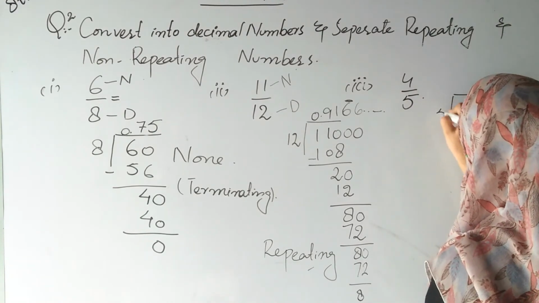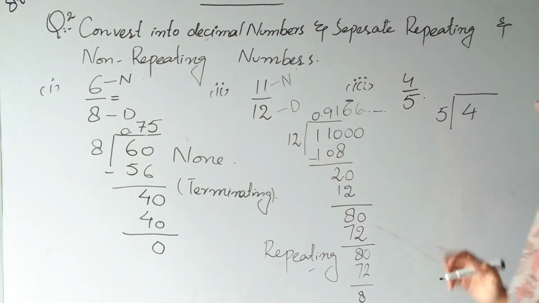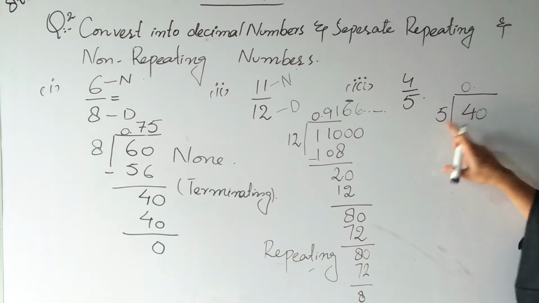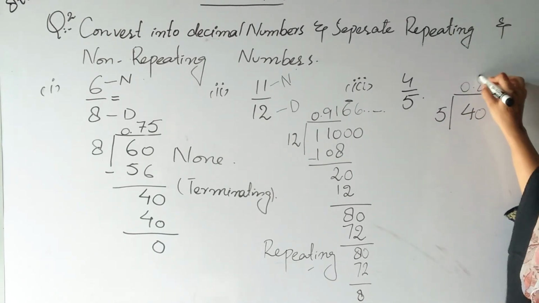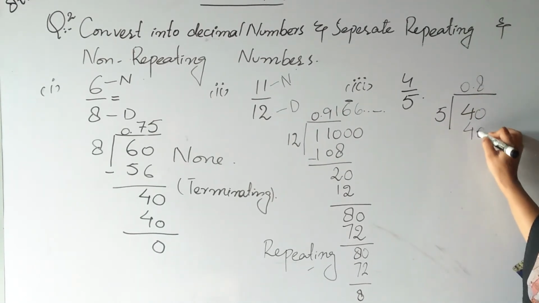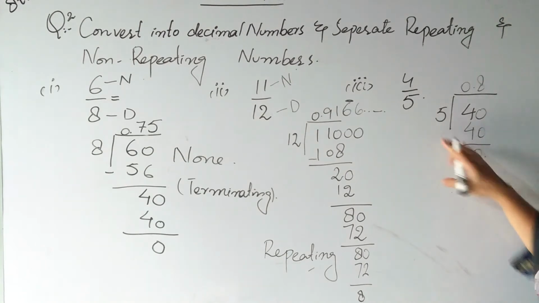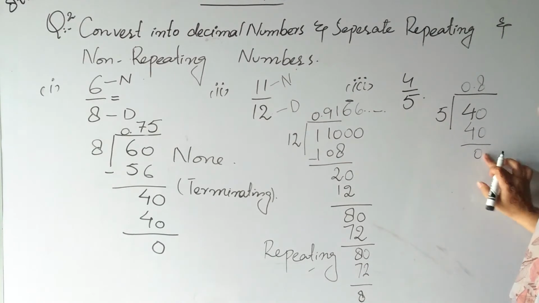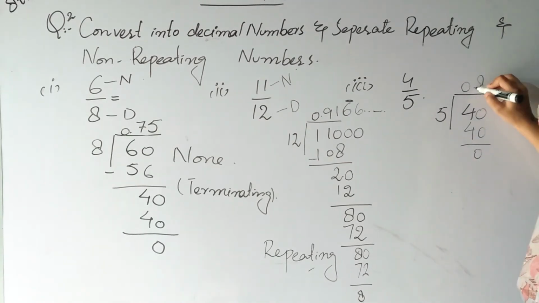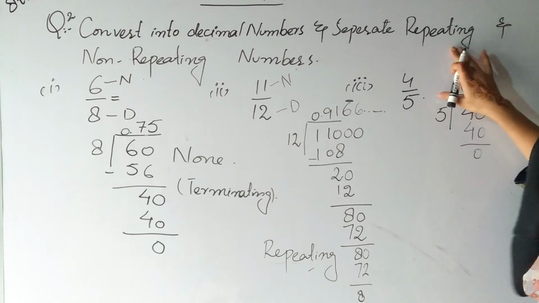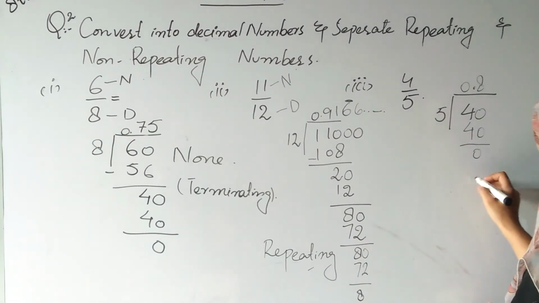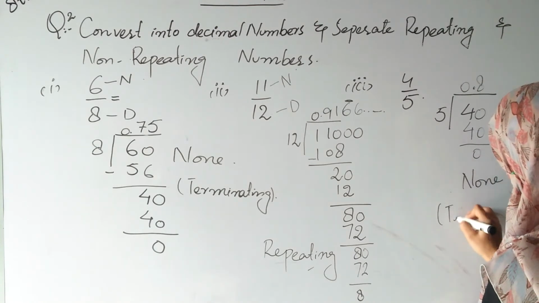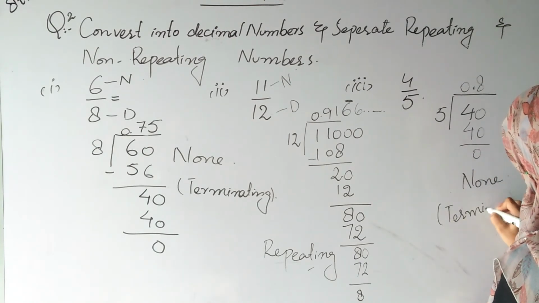Divide 4, write 5 here. Add 0. 5 8 times is 40. Properly divide 5 into 40. So the remainder is 0. So it is neither repeating nor non-repeating, so none. It means it is terminating.